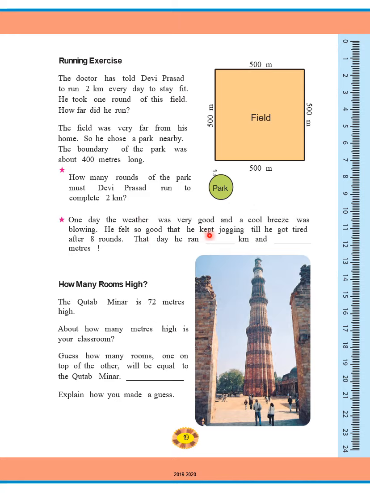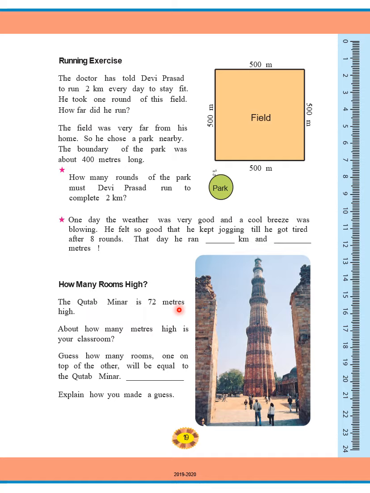One day the weather was very good and a cool breeze was blowing. He felt so good that he kept jogging till he got tired after 8 rounds. That day he ran, we have to find out, kilometers and meters. So in one round he covered 400 meters, and in 8 rounds we will multiply 400 by 8, which is equal to 3200 meters. So 3000 will make 3 kilometers and 200 meters left as it is. So he will run 3 kilometers and 200 meters in 8 rounds.